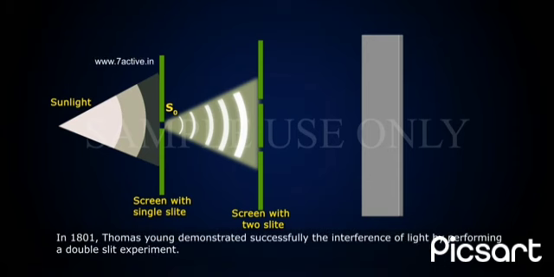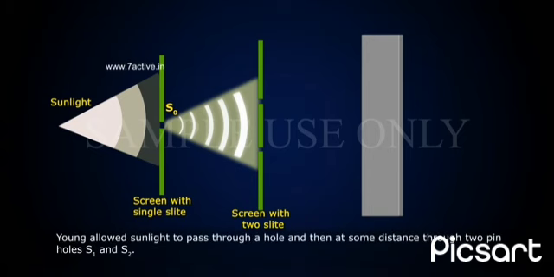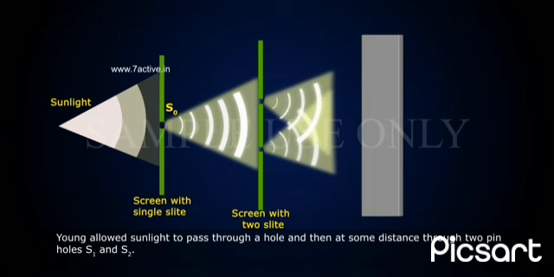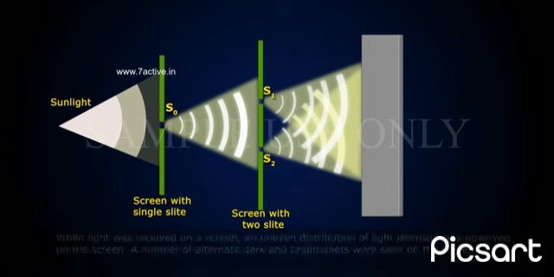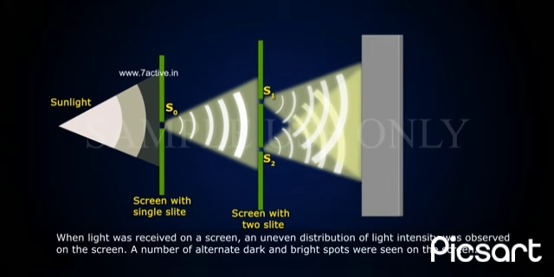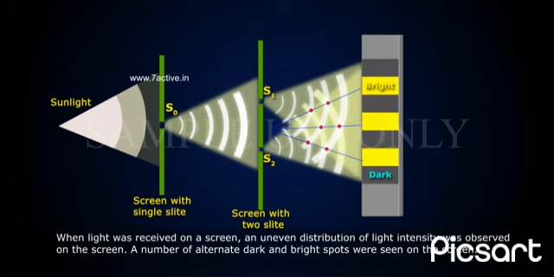In 1801, Thomas Young demonstrated successfully the interference of light by performing a double slit experiment. Young allowed sunlight to pass through a hole and then, at some distance, through two pinholes, S1 and S2, and the light was received on a screen. An uneven distribution of light intensity was observed on the screen. A number of alternate dark and bright spots were seen on the screen.